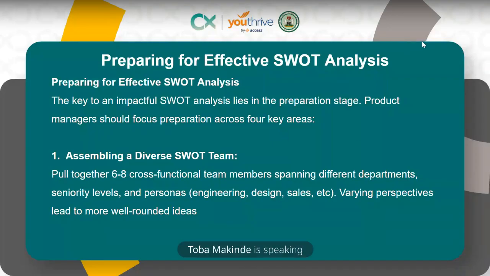All right. Yeah, so put together 6 to 8 cross-functional team members. Guys, I've dropped the slide in the chat. Put together 6 to 8 cross-functional team members. Cross-functional, guys, very important, spanning different departments, seniority levels, and personnel: engineering, design, sales. This is specific to when you're in the industry, when you're in an organization, right? Diverse perspectives lead to more well-rounded ideas. So this is one approach to go about it.